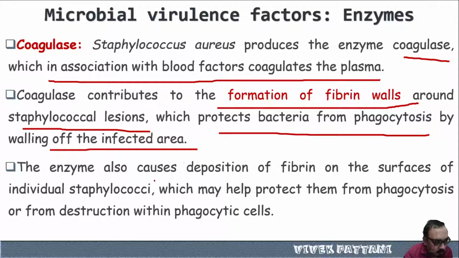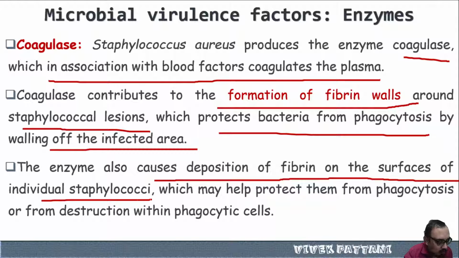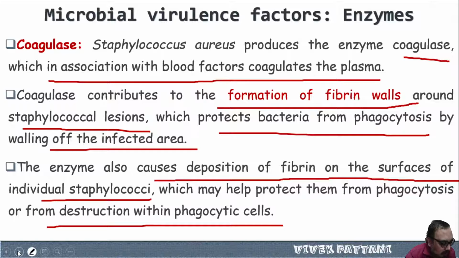and the enzyme also causes deposition of fibrin on the surfaces of the individual staphylococci, which protects them from phagocytosis or from destruction within the phagocytic cells. Fibrin acts as a barrier for these staphylococci.